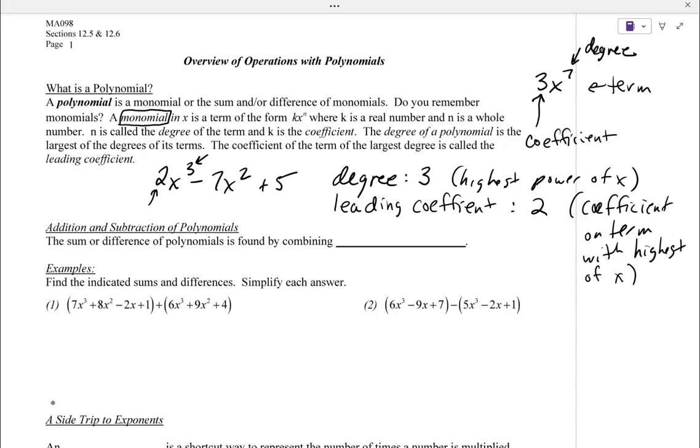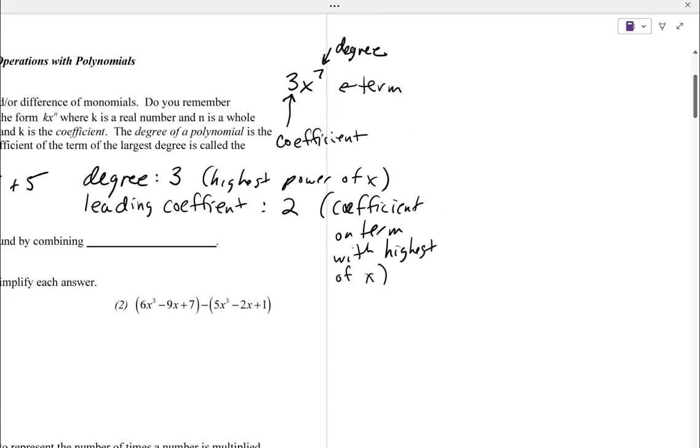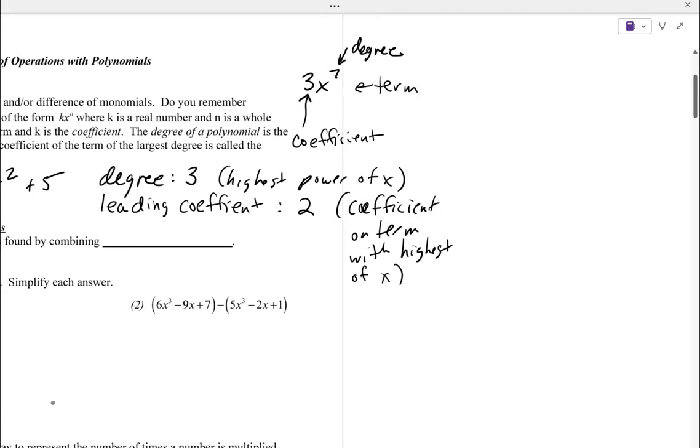So let's just do another example here off to the side, and we'll get to talking about adding and subtracting in a second. But let me just do another example off to the side. If we had 6x squared minus 9x to the fourth minus x to the fifth plus 12.